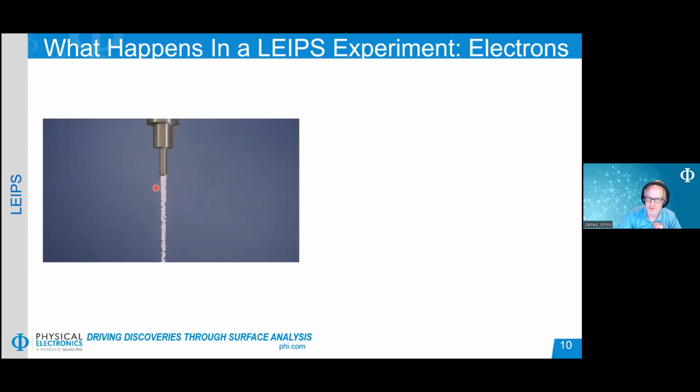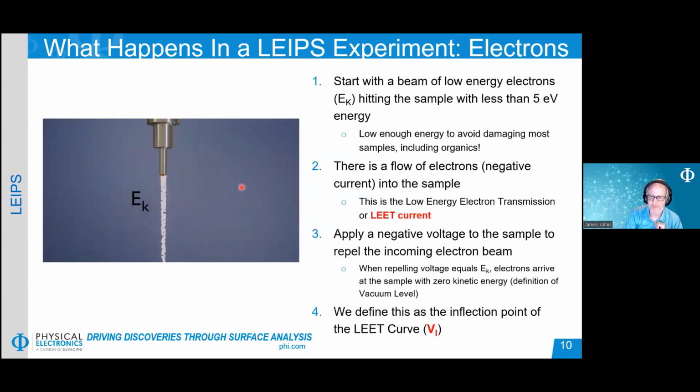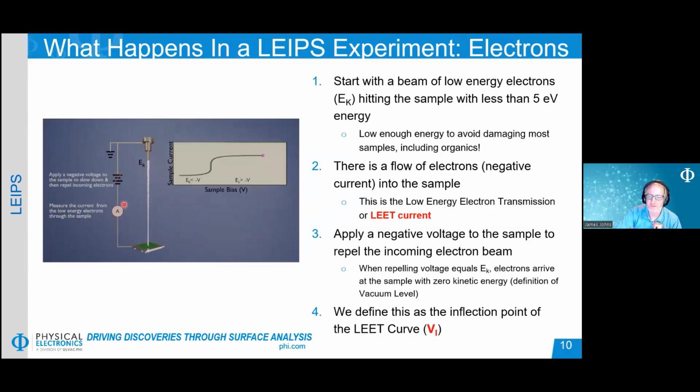We'll watch this one more time so we can all see it again. So the electrons come down, go into the sample, we measure that current, and then we start to slow it down. And eventually, we reach this point right here where the electrons turn around, and they actually do go back to the electron gun. This video is accurate. And we're going to call this the LEET inflection point, or the inflection voltage.